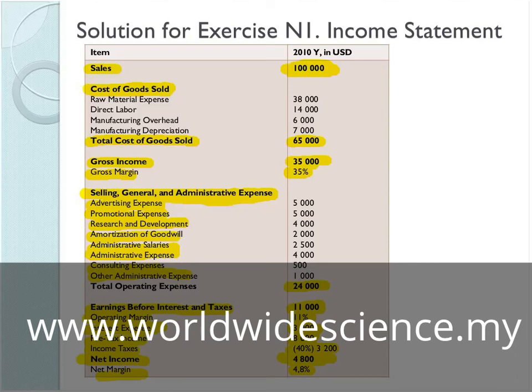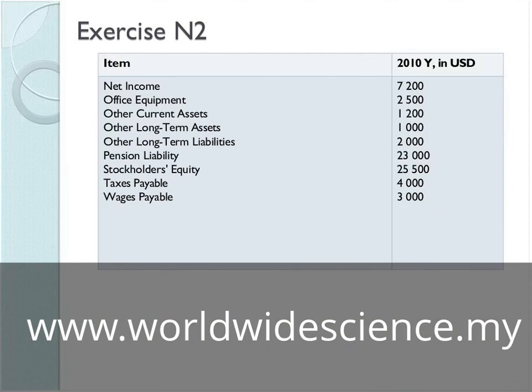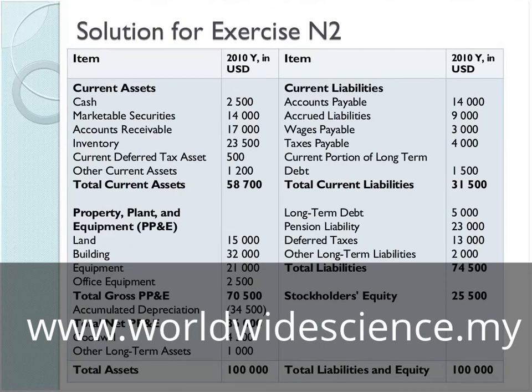Yes, right. So let's see exercise number 2. Balance sheet preparation. The following items are listed in alphabetical order, same as the previous one. Please prepare the balance sheet from this information and then answer the additional questions. So first you must prepare the balance sheet from these items. We have accounts payable, accounts receivable, and so on, right? In USD currency. This is a huge table, and it continues on the next page, ending with wages payable. So let's see the solution for exercise number 2.